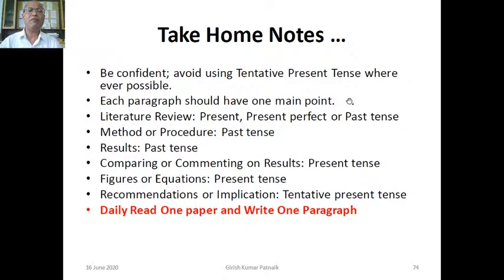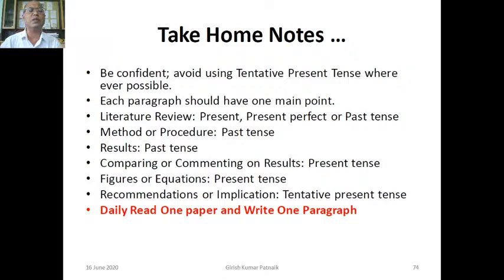Each paragraph should have one main point. So make it very clear that every paragraph should have only one point. Never mix up so many things in a single paragraph. You need to break up all those things.